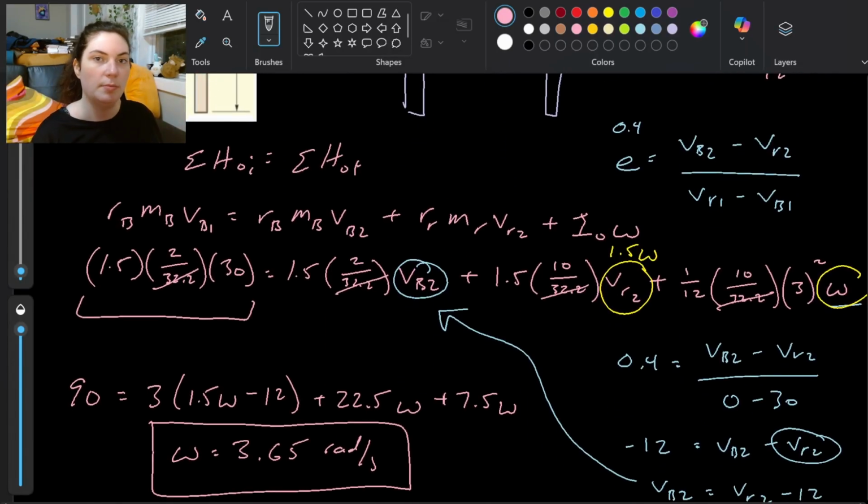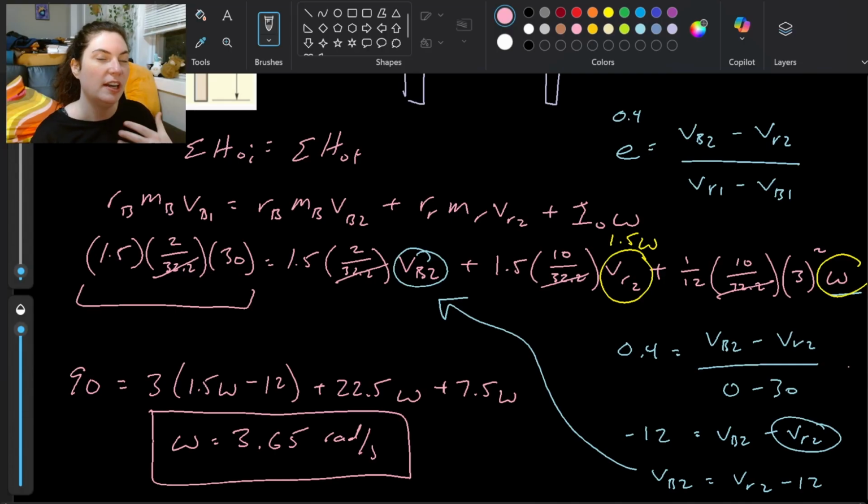So with these impact problems, just know you're going to have to use a combination of not only your conservation of angular momentum and your coefficient of restitution equation that has come back, but also any kinematics that you may need, like we did here with our rotation about a fixed axis to find that V and omega were related with V equals omega R.